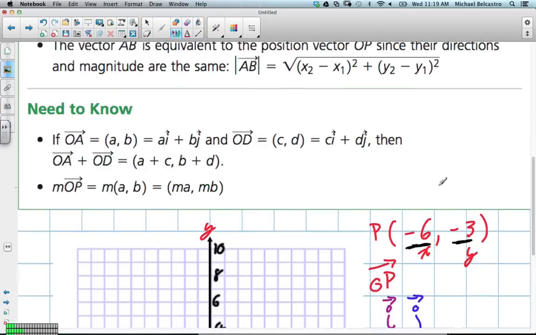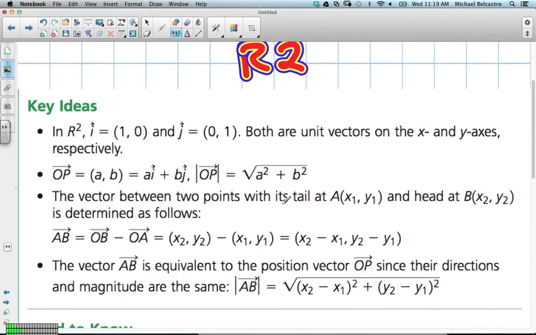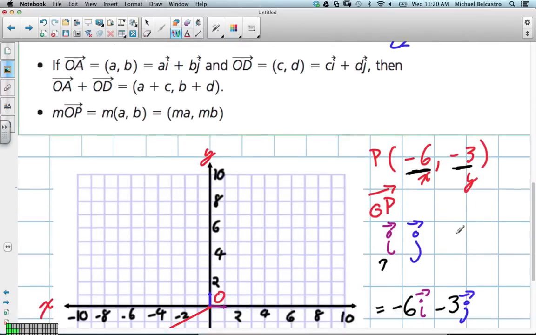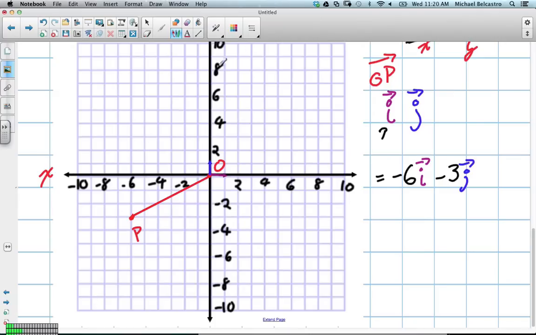The next one they're talking about is a vector that's not a positional vector, and they're discussing how you can make it a positional vector. So let's say we have 2 points on a graph. That was this part here. Let's say we have 2 separate points on the graph. We'll call them A and B.